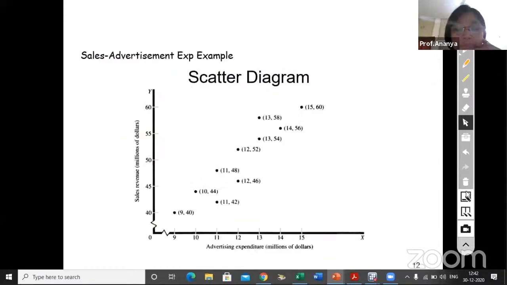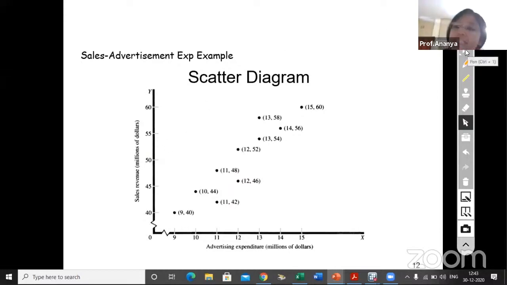Look at the following example. Here I have a dependent variable and I have an explanatory variable X. Here, Y, the dependent variable, is sales revenue and X is advertising expenditure. And here is a scatter.